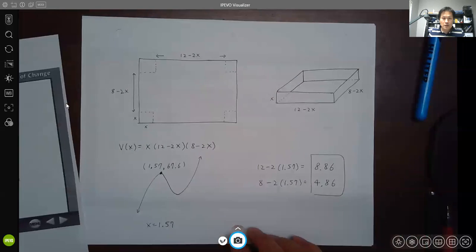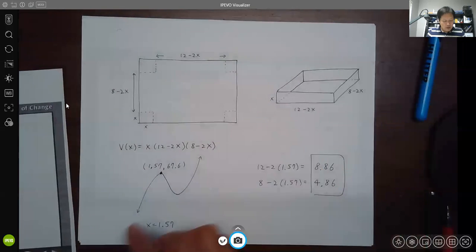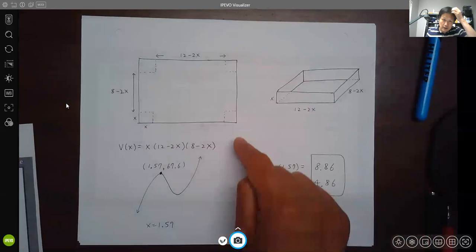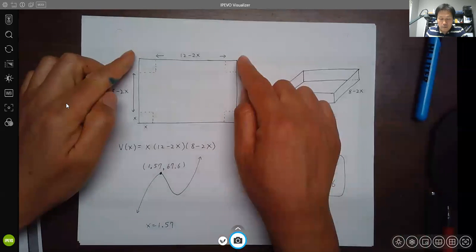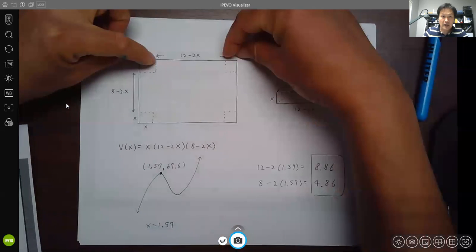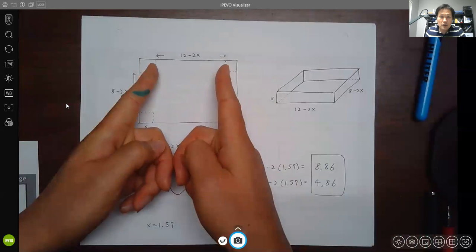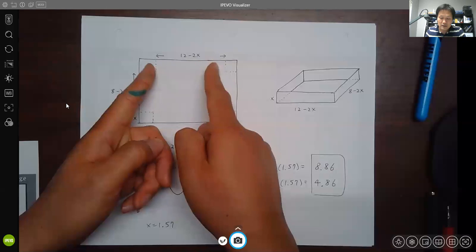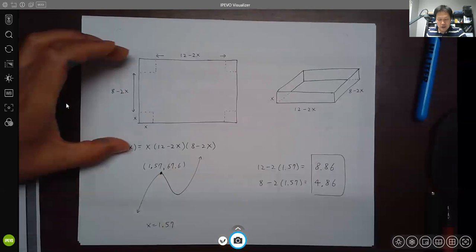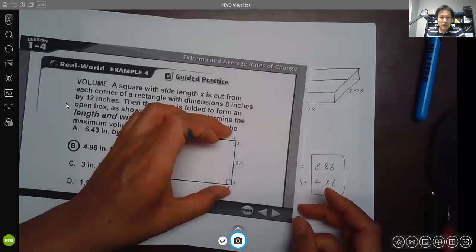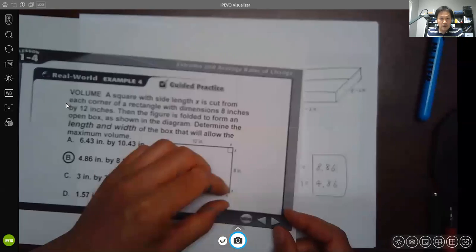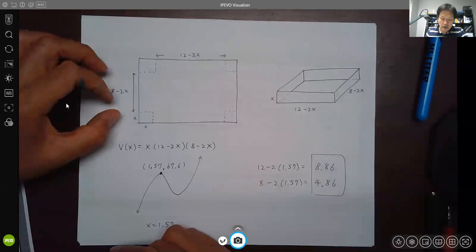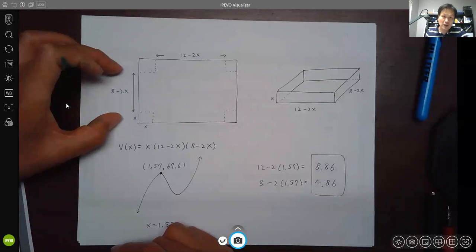And the situation will be something like this. Original board has a 12 by 8. This is a 12, but if you cut x here, the remaining length will be 12 minus x, which is 12 minus 2x. Same thing. This width was 8 inches here, but you take x out, so this remaining width will be 8 minus x, which is 8 minus 2x.